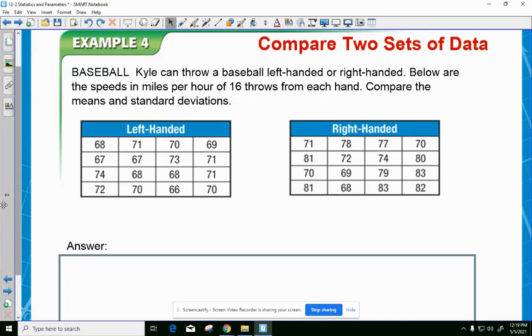Does anyone have the average speed for Kyle as a lefty? Gracie, what do you got? 69.8. Can anybody else second that? That's what I got. Okay. All right. So 69.7 miles per hour. Anybody have his standard deviation?